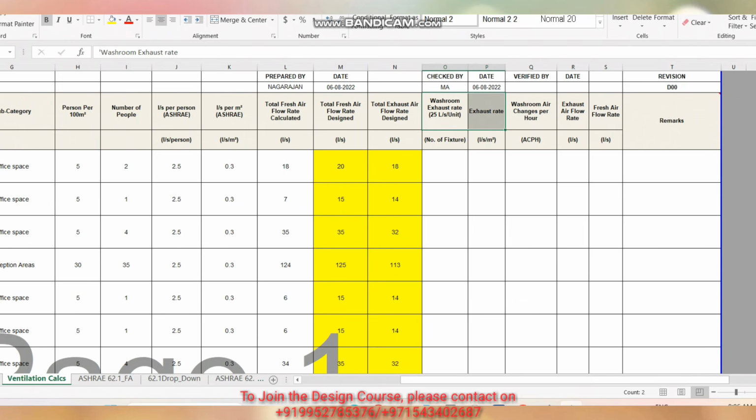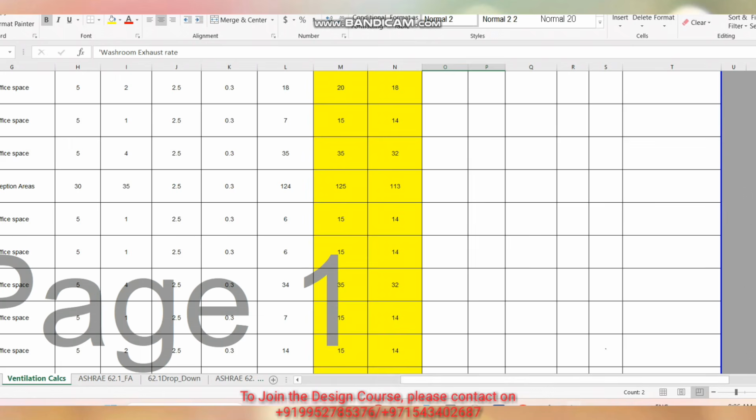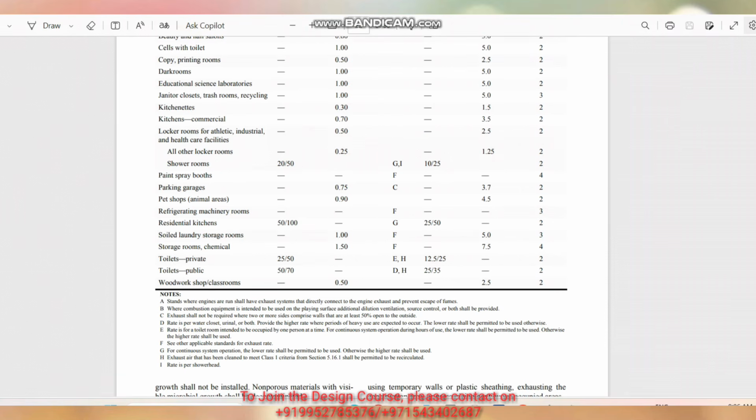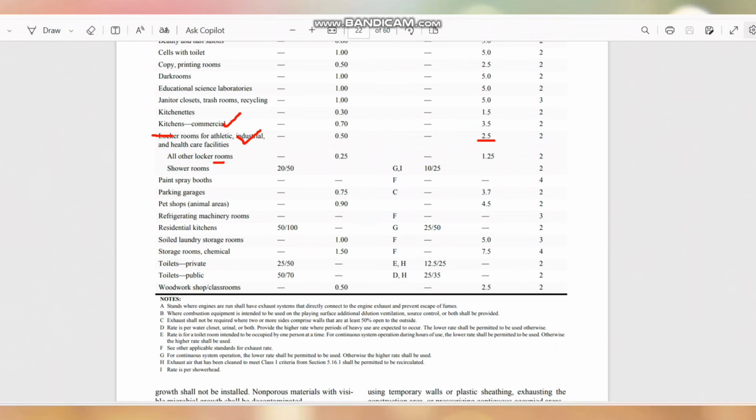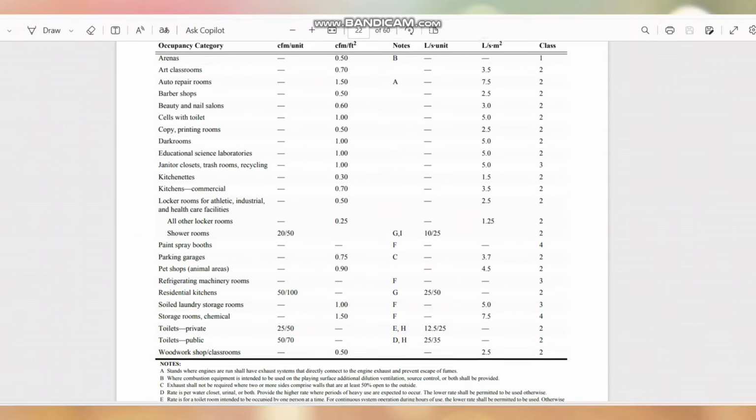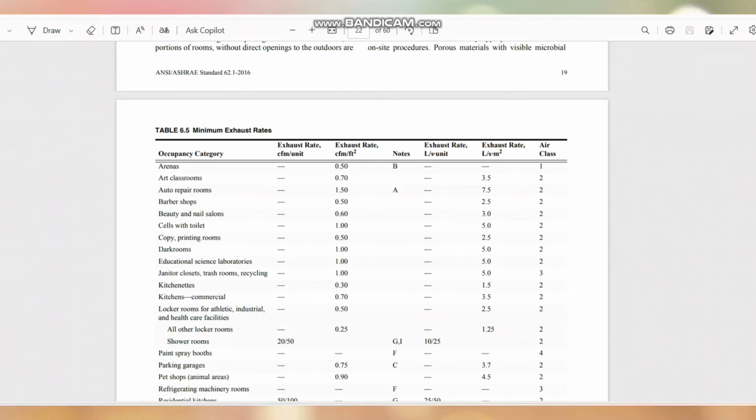Sometimes some rooms we have, for example like a locker room, you can see here we have the locker room. This locker room will also be placed in the toilet area, somewhere side by side. If you have a locker room or shower room like this, for example a locker room used for athletic purposes, they have given 2.5. So if you have the locker room, for each meter square you have to consider 2.5 liter per second. Suppose you have one locker room which is 10 by 10, so 100 meter square. We have to consider the flow rate for 100 meter square.